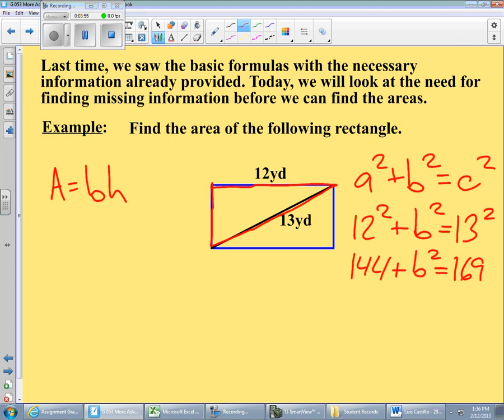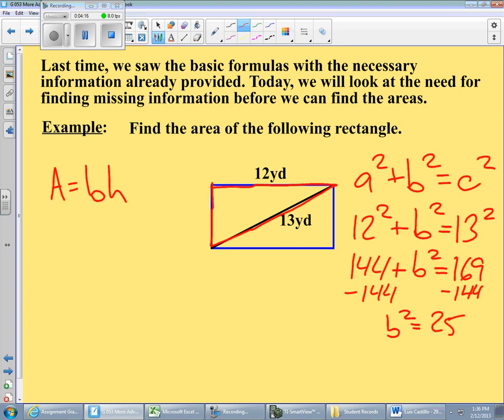Anyway, solve for b. So we've got to get b by itself. What's the first thing we're going to do here? Yeah, subtract that 144 to the other side. Whatever we do to one side, we have to do the other. b squared is, oops, getting ahead of myself there, 25.